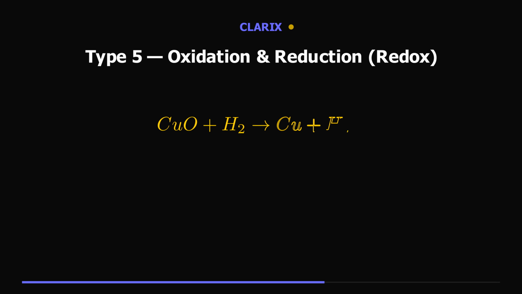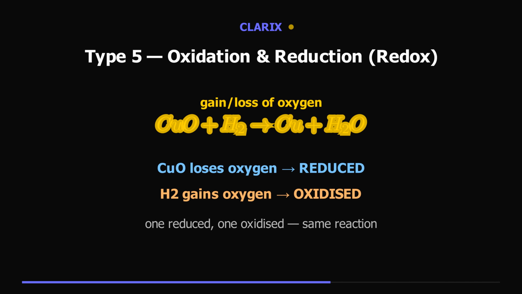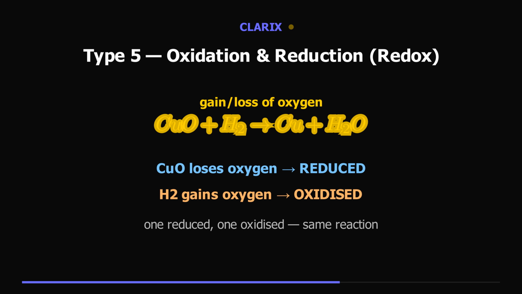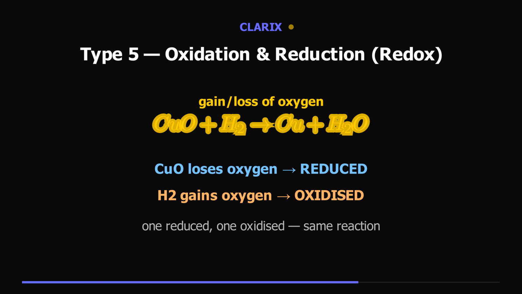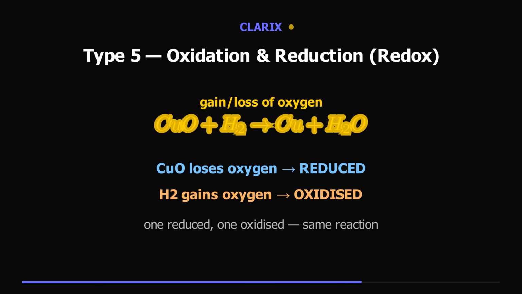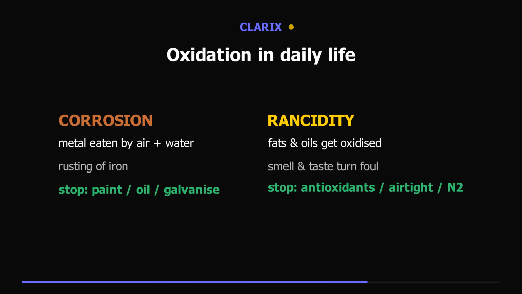Type 5 hides inside many others. Oxidation and reduction, together called redox. Oxidation is gaining oxygen or losing hydrogen. Reduction is losing oxygen or gaining hydrogen. When hydrogen passes over hot copper oxide, the copper oxide loses oxygen. It's reduced to copper. While the hydrogen gains oxygen, it's oxidized to water. One is reduced, the other oxidized, in the very same reaction. That's redox.